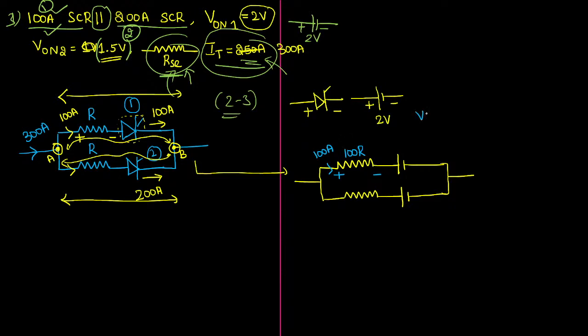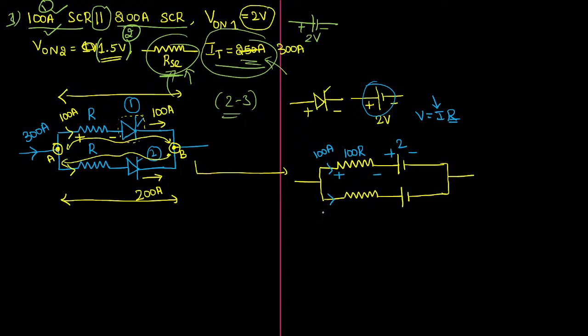According to Ohm's law, V is equal to I into R. The value of current flowing through the resistor is 100, but the value of the resistance is not known, so I'm considering it as R only. The polarity we already know based on the properties of the SCR, so it will be fixed here. Voltage is 2.